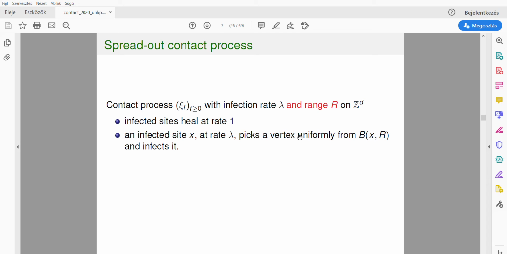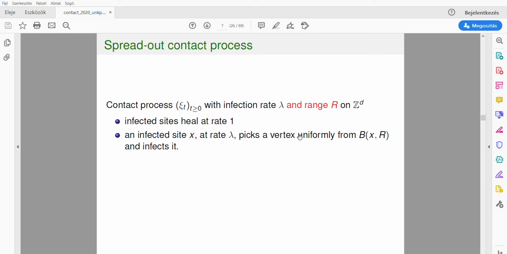So in the old model, I picked a uniform nearest neighbor, but in this model, this infection is a bit more nasty, because now it's airborne. Like if you sneeze into the air, then the infection can travel up to distance capital R. So this is my new model. This is called the spread out contact process, and we will be able to state results when the value of R is very big.